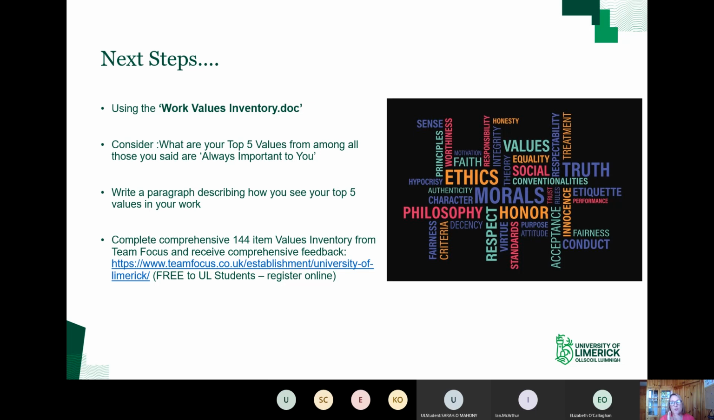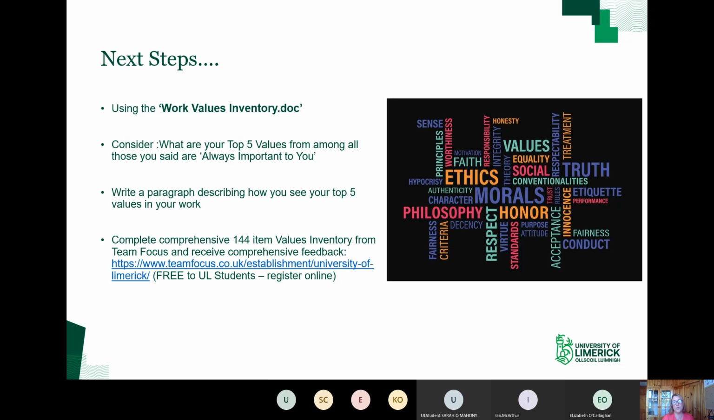So that's a very brief introduction to work-based values, and a short inventory that you can complete within our 30 minutes. There is a much more comprehensive 144 item inventory that we have through the license that we have with the organization Team Focus. And we've mentioned this on a couple of other live chat sessions because you can go into Team Focus and you can use it to practice psychometric tests like verbal reasoning and numerical. You can do it in terms of looking at your learning style, your personality preference. And so it also has a values-based inventory.